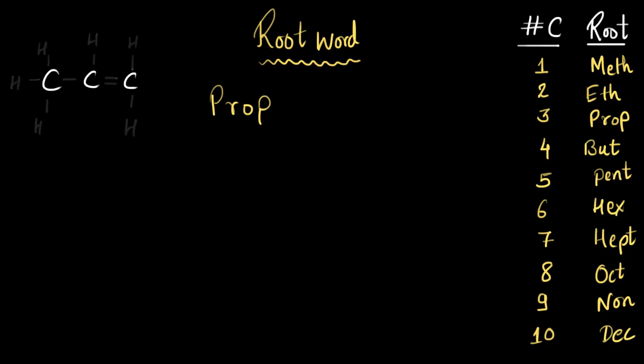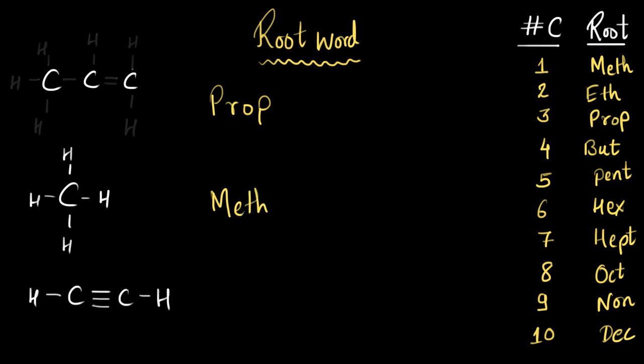Similarly, let's look at one more example. Can you pause and guess what will be the root word for this compound? If you have tried it, let's see. This one has only one carbon atom, okay? And for 1, we use the root word meth. Let's look at one more example. Pause and try to name the root word for this one. So here, if you see, there are only 2 carbon atoms present. So here we will use the root word eth for this.